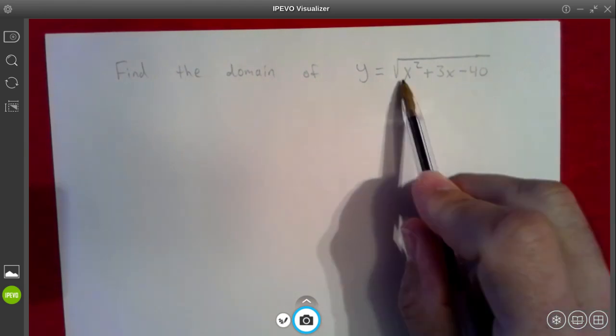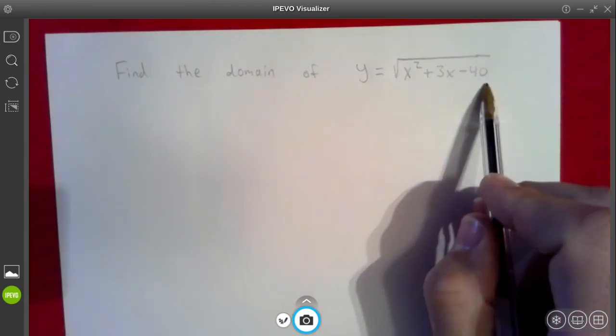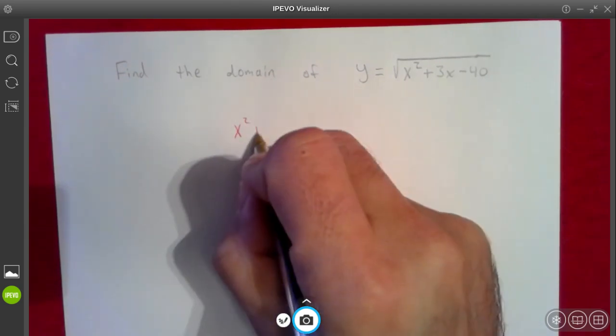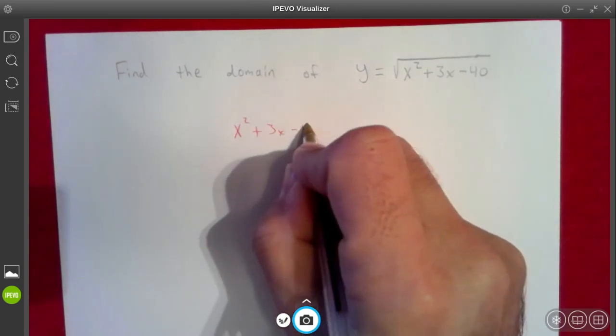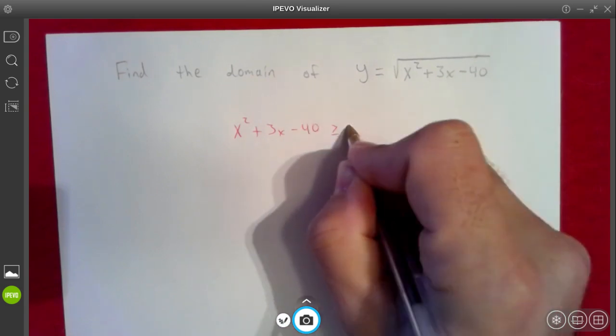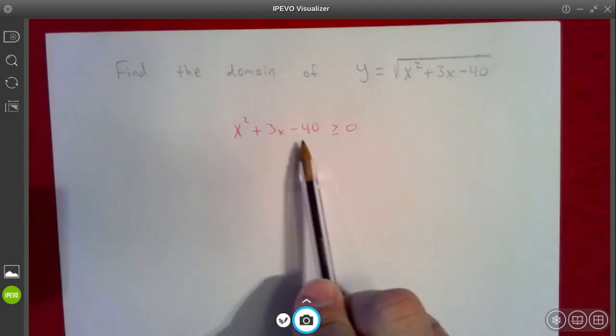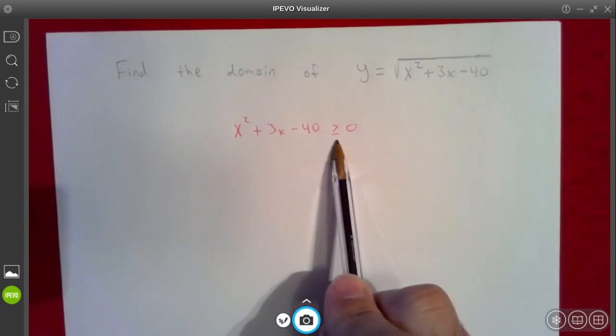All right, the way you find the domain of this is the same way as the last one. You want to ensure that the stuff under your square root is positive. So you take everything that's under the square root and say that that has to be greater than or equal to 0. Now, it's been a while, but we've done these before. This is a quadratic inequality.